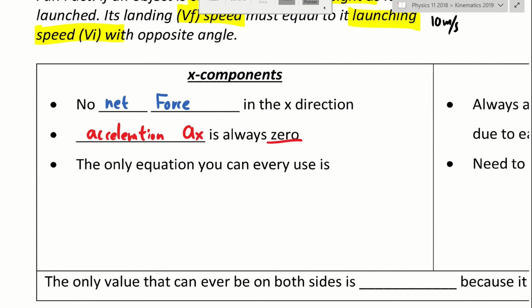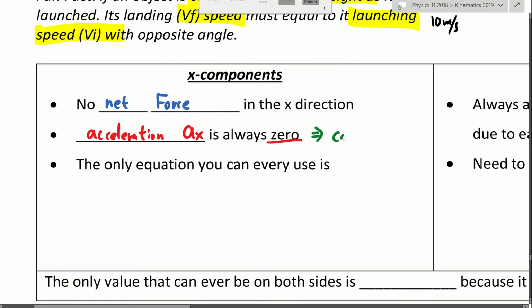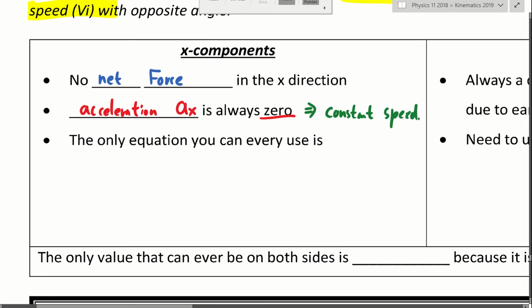Now, when the acceleration is 0, we get constant speed, right? What is so cool about constant speed? If you look at your formula sheet, the big three needs acceleration to work. So if you don't have acceleration, then you actually cannot use the big three.